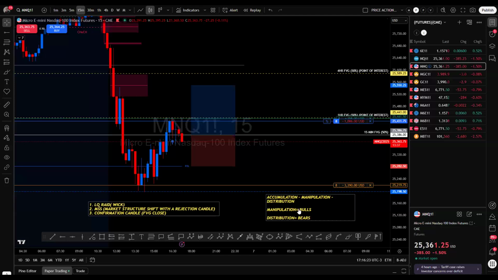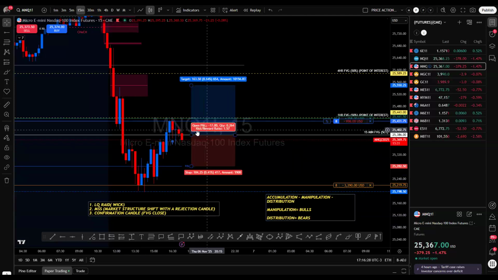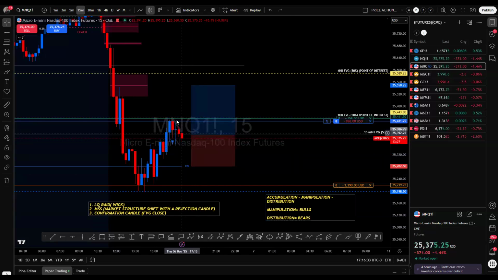So the distribution of the bears might be beginning. I'm waiting to see if the next candle closes, but I want to know for sure because these equal lows haven't been taken out yet. That's why I don't want to take a short yet until I know for sure if this really counts as a raid. It doesn't really look like a raid to me, but we'll see. So I'll be right back.